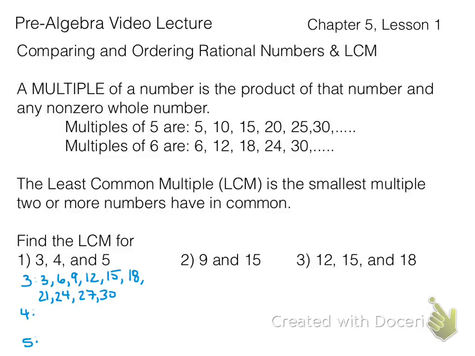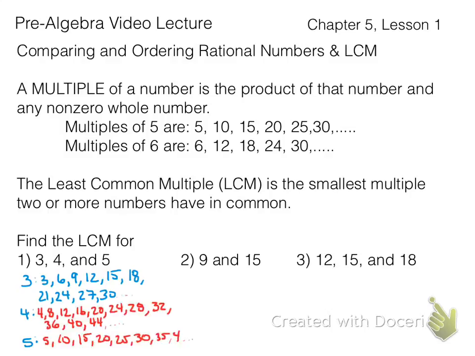So common multiples for 3, 4, and 5 is a whole long list. Okay, for 3, we have 3, 6, 9, 12, 15, 18, 21, 24, 27, 30, and so on. For 4, we have 4, 8, 12, 16, 20. There's a huge long list, and I stopped right there just because it's not worth it.